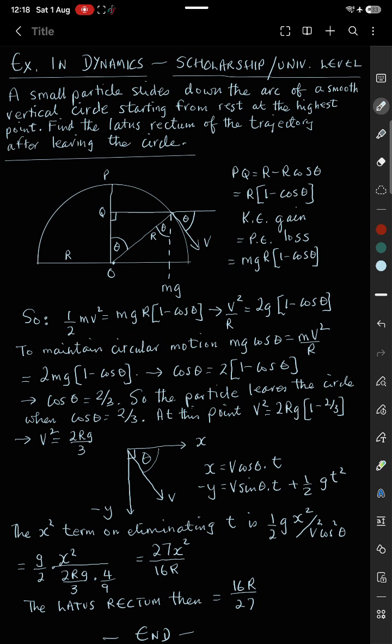Okay, now if you ask why this is scholarship university level, it is because most students will not have been able to see the shortcut that I've taken there, and will go on for about half an hour before they realize their mistake.